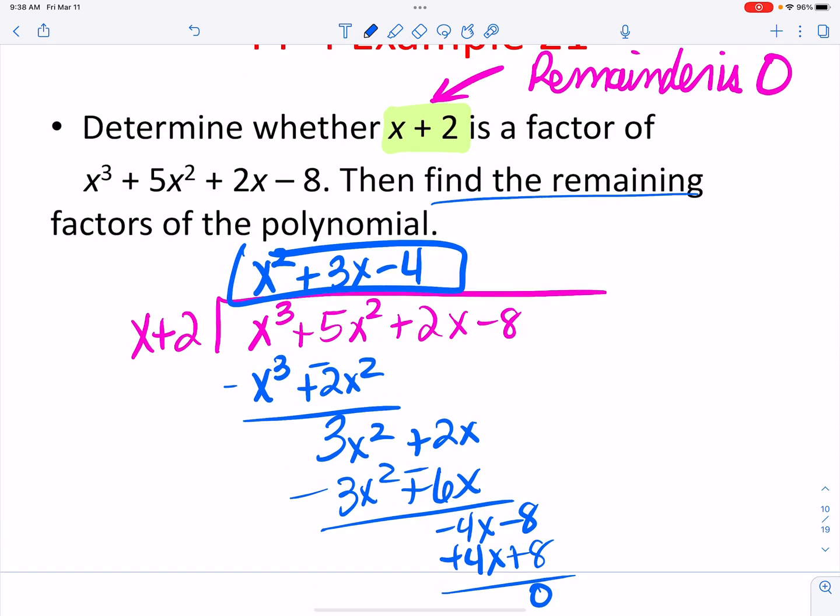Then it says, then find the remaining factors. So wouldn't that be x plus 4 and x minus 1? So those are my remaining factors.